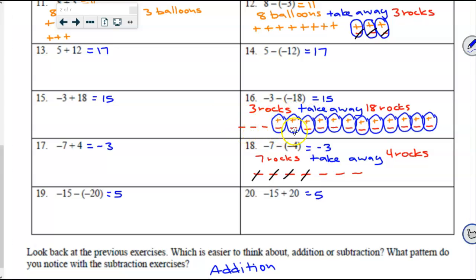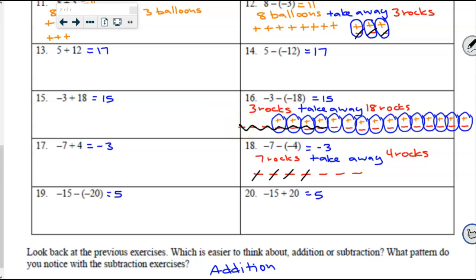1, 2, 3, 4, 5, 6, 7, 8, 11, 12, 13, 14, 15. Almost enough. 16, 17, and 18. Do I have enough rocks now? I think. Let's just double check. So I have my 3 original rocks that I can take away. 4, 5, 6, 7, 8, 9, 10, 11, 12, 13, 14, 15, 16, 17, 18. Yeah, there's enough rocks there finally that I can take them away.